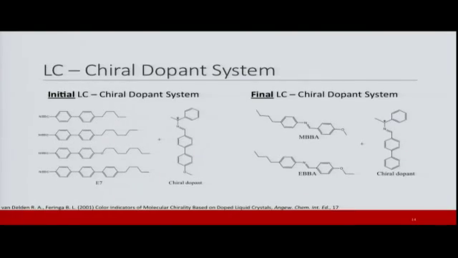We got rid of this methoxy group because the carboxaldehyde used to synthesize this chiral dopant is more expensive when it contains this methoxy group. And also, instead of E7, we were using a mixture of MBBA and EBBA liquid crystals.